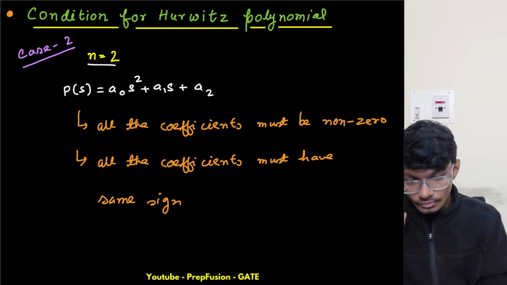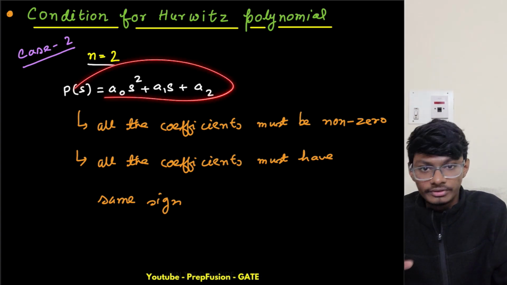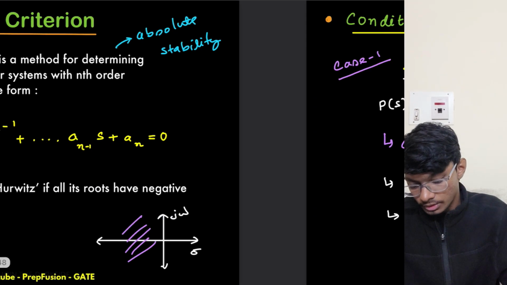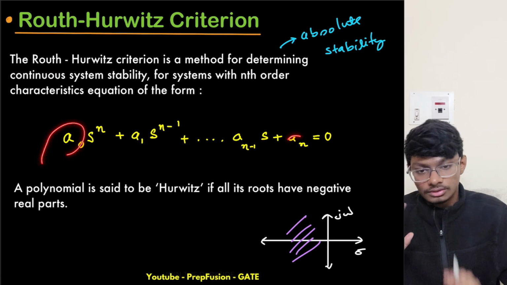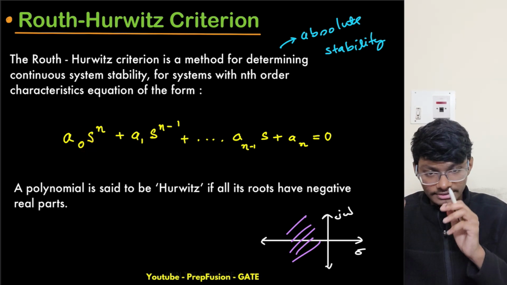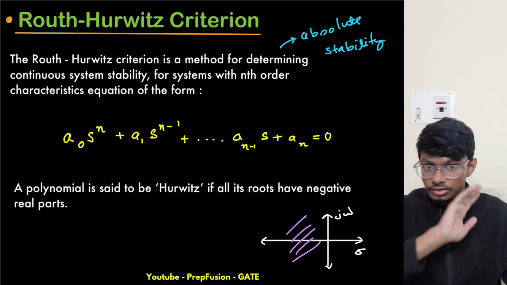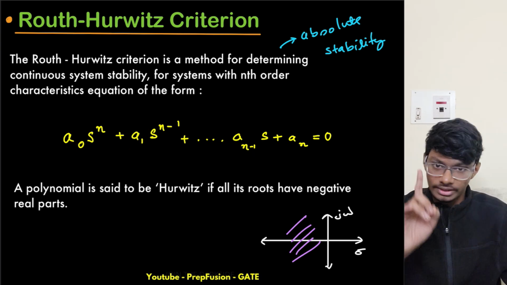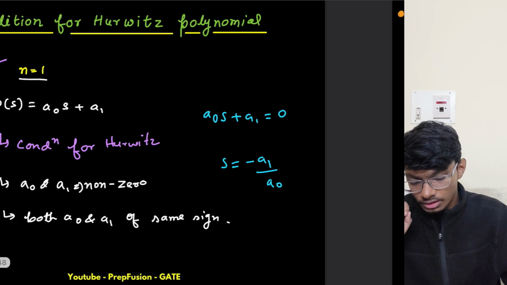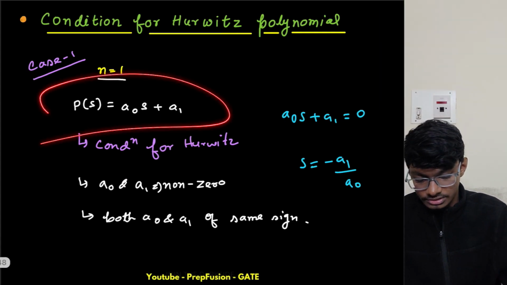So without even calculating these roots, we can understand whether they will be on the left-hand side of the j omega axis or on the right-hand side. The main thing is the coefficients. We are interested in real coefficients, so a0, a1, up to an minus 1, all of them will be real. They will not be complex or imaginary. That is another thing to keep in mind. So these are the conditions for second order and first order systems.